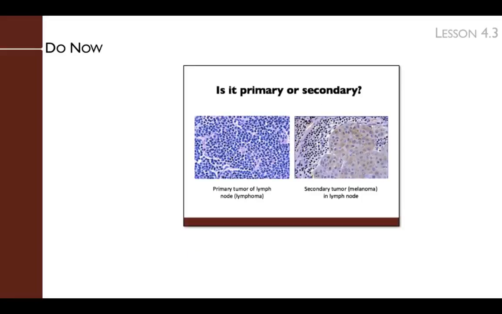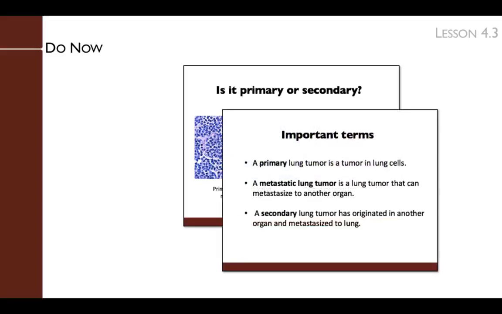But how do we know whether a tumor is primary or secondary? Cancer cells retain hallmarks of their original location, in this case their color from melanin in the skin, so we can often determine where the cells originated and thereby determine whether a tumor is primary or a metastatic secondary tumor.